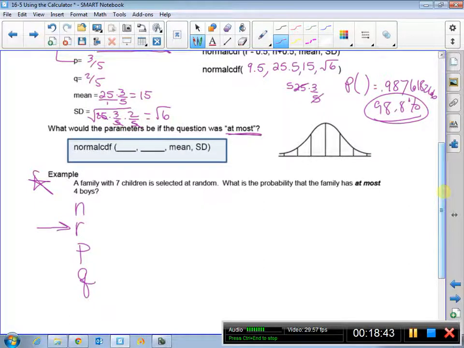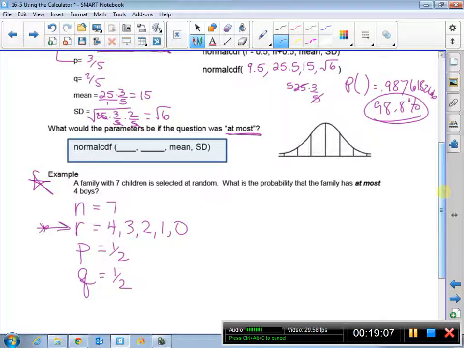So we have a family with 7 children selected at random. What is the probability that the family has at most 4 boys? 7 children, at most 4. So 4, 3, 2, 1, and 0. And that's not too much work, but we're going to use this anyway. Probability that we pick a boy is a half. Probability we pick a girl is a half.